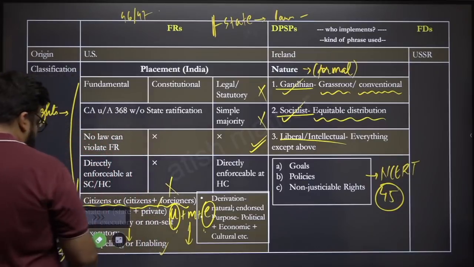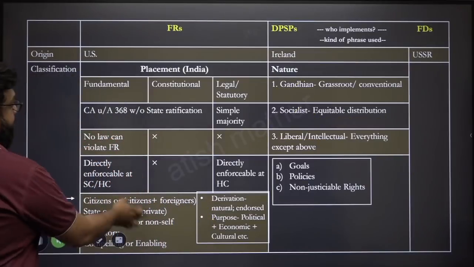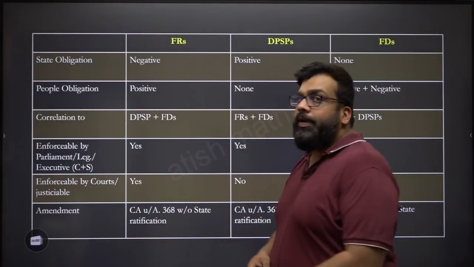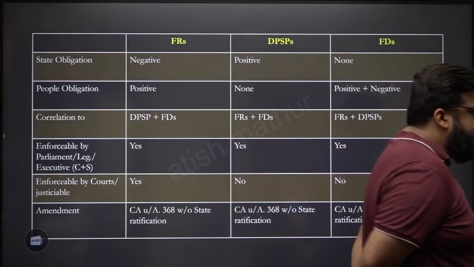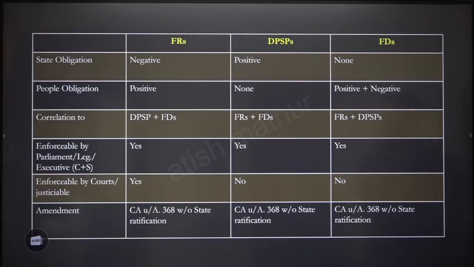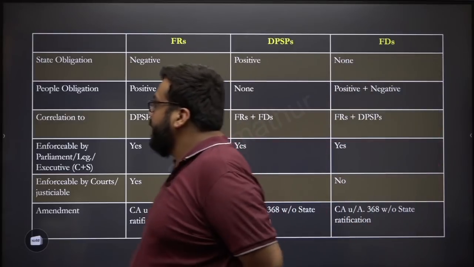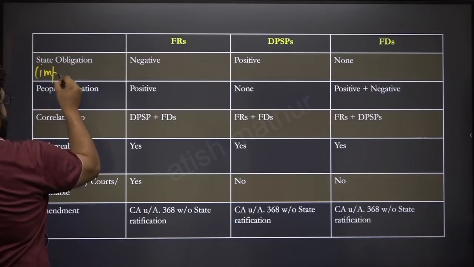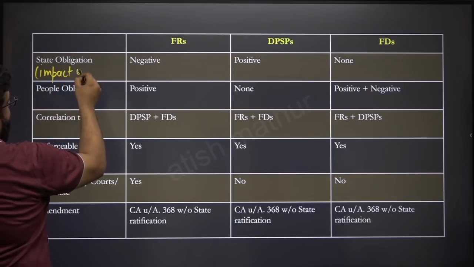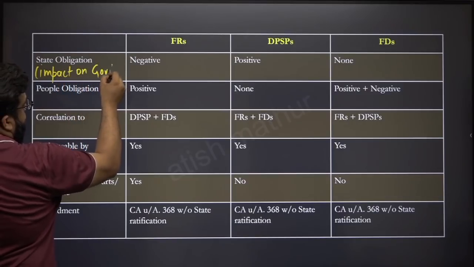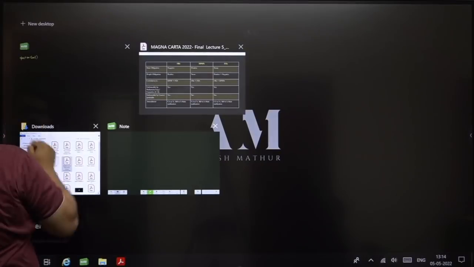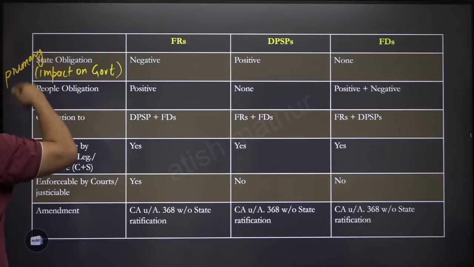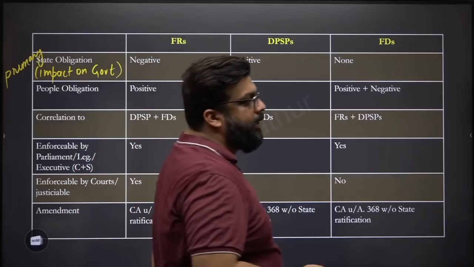Now that we understand the basics here, we'll now move to the second set of comparisons, which is a little more technical in nature. So, we now look at fundamental rights, directive principles, and fundamental duties. The first part that we must understand is the obligation on the state. This is simple. It is simply the impact that a right, directive principle, or a duty will have on the government. What is the primary impact? What is the basic impact that it has?